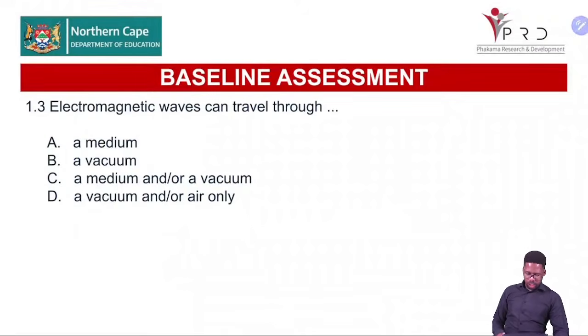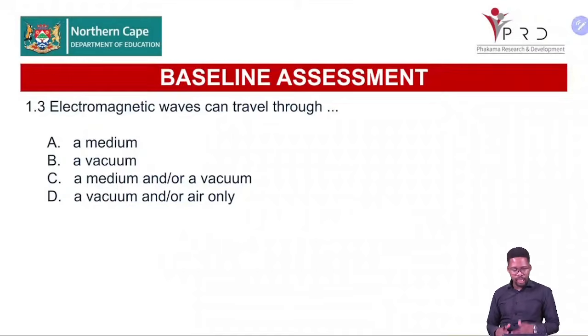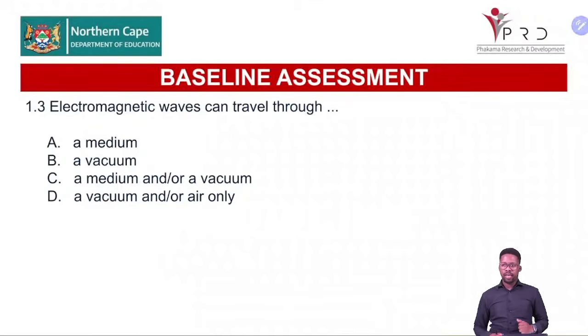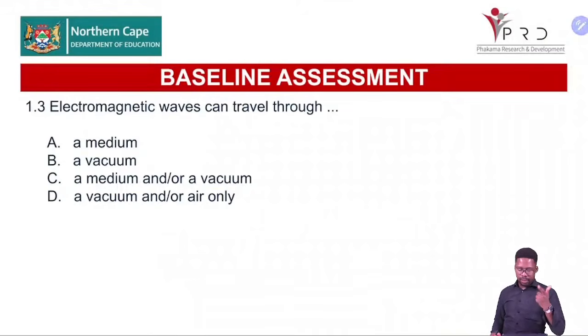Let's look at this question. The electromagnetic wave can travel through... you can see this one is a level 1 question. It travels through a medium, so you search for an option that has a medium. It can be A, it can be C, meaning that B and D are obvious distractors. So between A and C, the correct answer will be A. It travels through a medium. Let's move on.